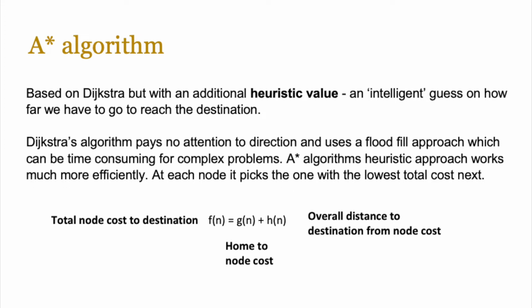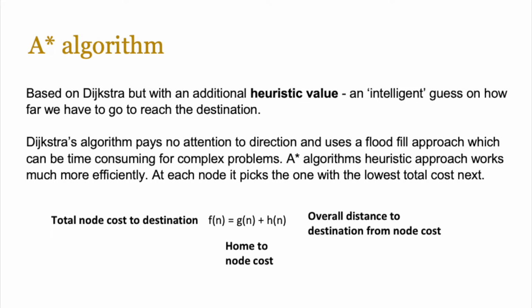Because you know that the heuristic function is going to be decreasing in that particular direction, so I should be going in that direction, and it's increasing in the opposite direction, so I should probably avoid that. And to do all of this, a bit of maths is needed. So the function that was created for the A-star algorithm, and the function that you need to memorize and make sure that you know how to use with a graph in an exam, is as follows. The total node cost to the destination, which is classified as Fn, is going to be equal to the home to node cost plus Hn, which is the heuristic cost or the overall distance to the destination from that particular node.